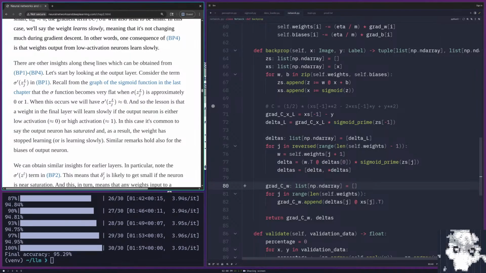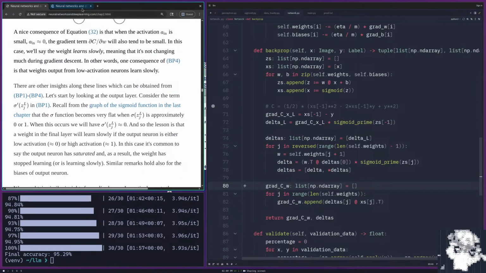There are other insights along these lines which can be obtained from BP1 to BP4. Let's start by looking at the output layer. Consider the term sigmoid prime of Z in the output layer in BP1. Recall from the graph of the sigmoid function in the last chapter that the sigmoid function becomes very flat when sigmoid of Z in the last layer is approximately 0 or 1. When this occurs, we have sigmoid prime approximately 0.